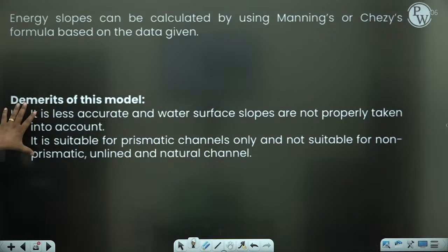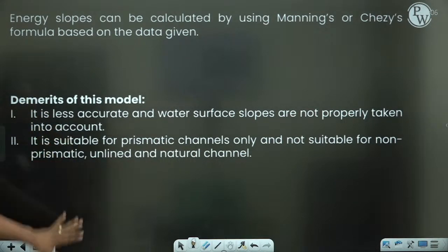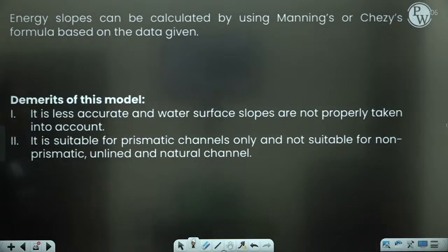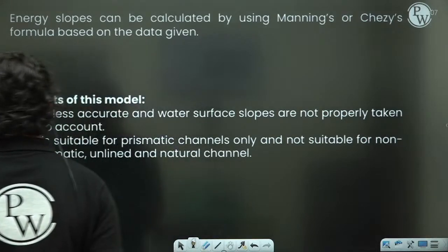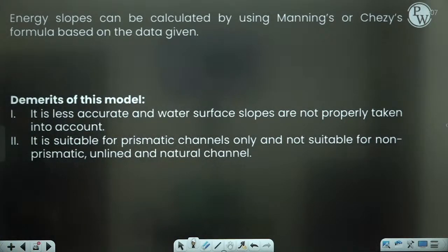So the demerits of this method are that it is less accurate and water surface slopes are not properly taken into account, which I have already explained. It is suitable for prismatic channel only, not suitable for non-prismatic channel, unlined or natural canal. So note these things down. These are the demerits of this method.